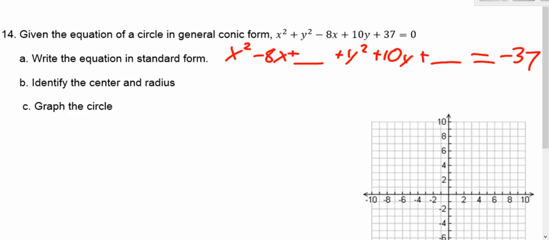You gotta fill in the blank. You fill in the blank with b over 2 squared. So you take the -8 divided by 2, which is -4, and you square it to get 16. If you add 16 on the left, you have to add 16 on the right of the equation. And we complete the square. So we're going to rewrite this as x has to multiply to be 16 and add to be -8. That's -4 and -4.